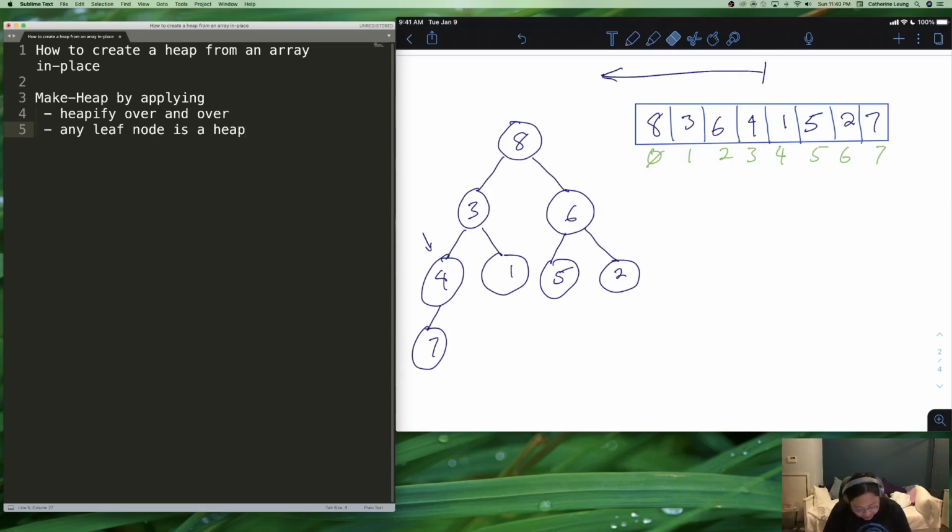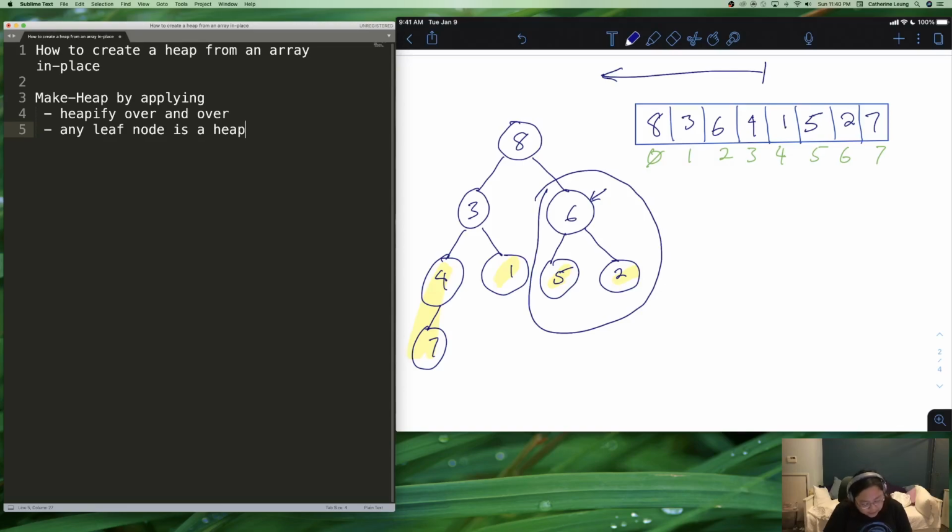It's fine as a heap, so I can leave it alone. So what I know is that this whole thing, that's a heap, that's a heap, that's a heap, that's a heap. So the next non-leaf node I look at is the 6. Now, if I take a look at the 6 and think about this, remember we're doing min heaps here. Is this a heap? And the answer is that's not a heap.